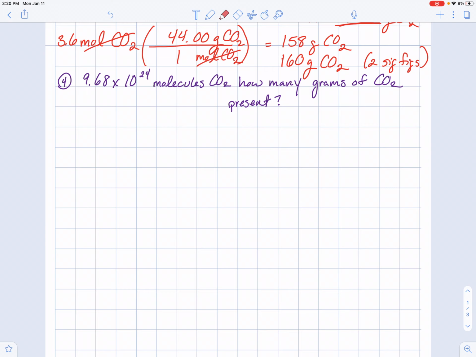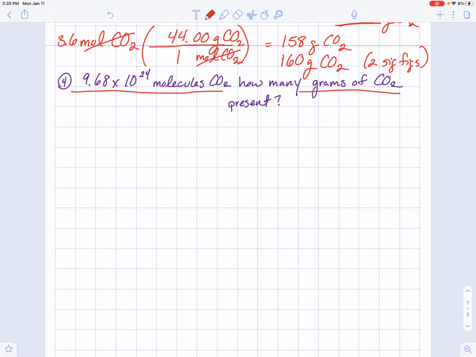This one is a two-stepper, so I just want to show you how to do that. I'm in molecules of CO2, and I'm asking you to go to grams of CO2. Now, I don't have a conversion factor that goes from molecules to grams. I have molecules to moles. I have moles to grams. So in this case, I'm going to have to do 2 steps in order to get my conversion all the way over to grams.